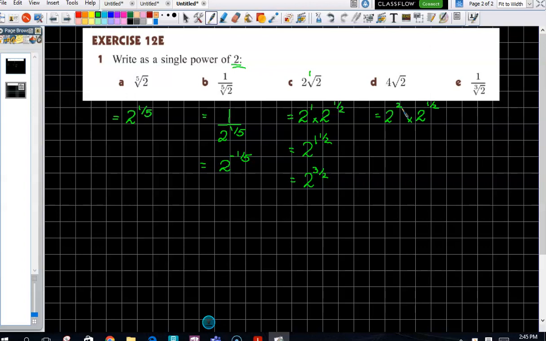Stop there. The same base. Timesing by the same base. What do we do?